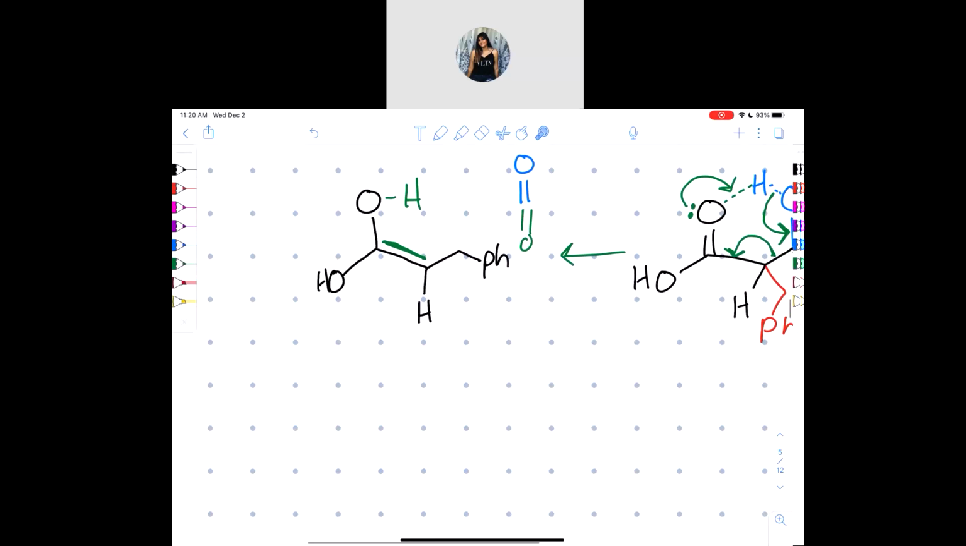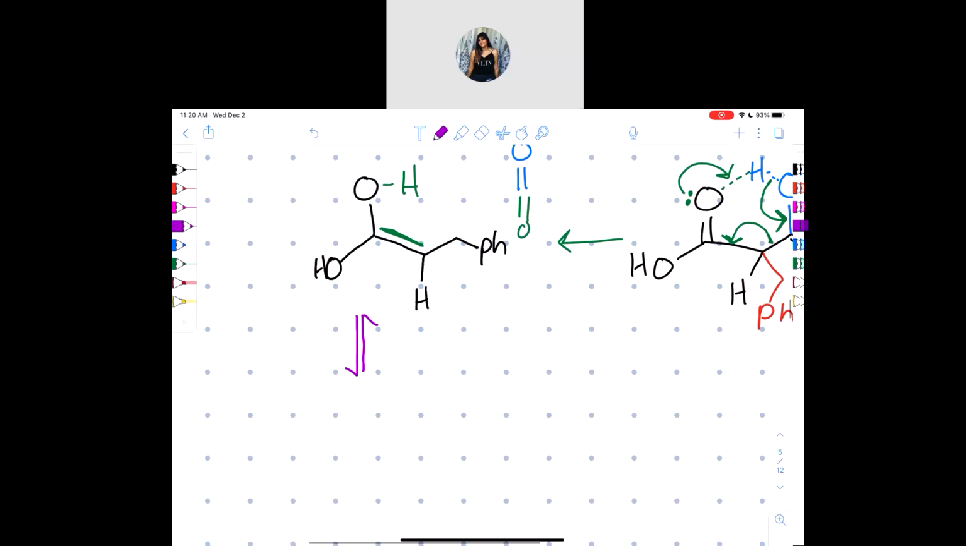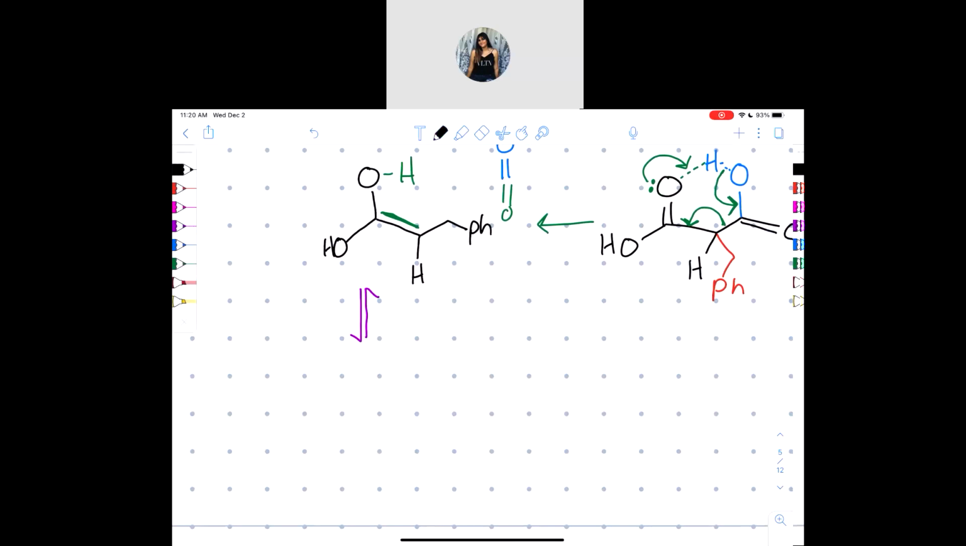Tautomerization. Perfect. So I'm going to draw that with purple arrows. And so we know the tautomer for this would be drawn as so. We know we're going to have our carbonyl reformed. We're going to have a single bond here. We bring this hydrogen back down. And this group is going to stay the same.